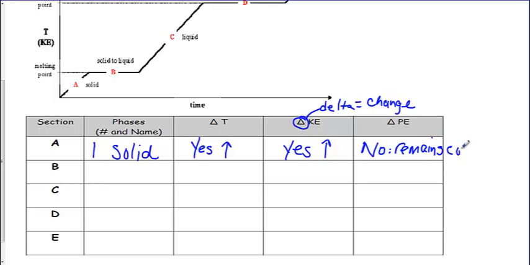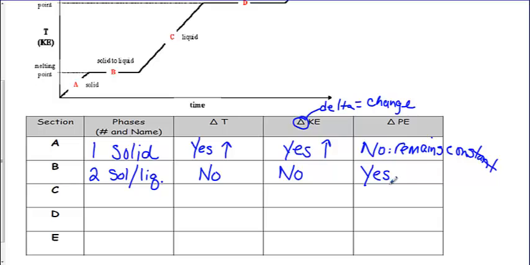Very good. So how about section B? Now we're looking at a plateau here. What's happening there? At section B, there are two phases, solid and liquid. And I'm going to abbreviate that. So how's temperature? Temperature is not increasing. No change in temperature. So therefore, is there a change in kinetic energy? No. And how about our potential energy? Our potential energy is increasing.